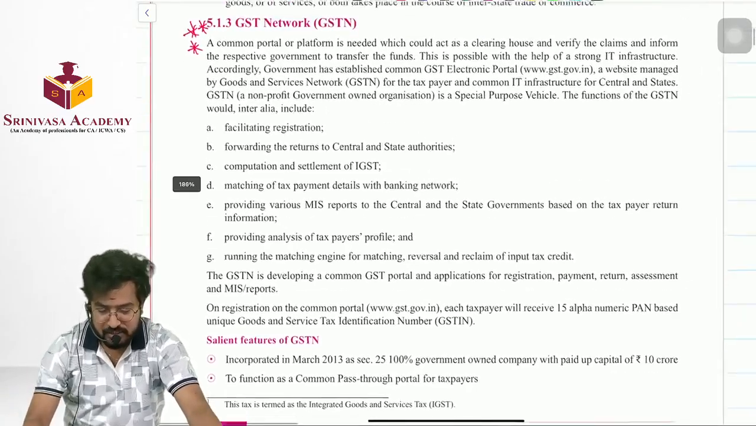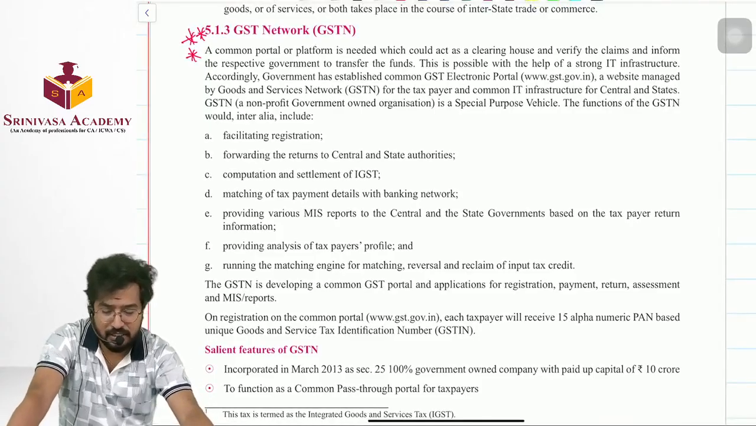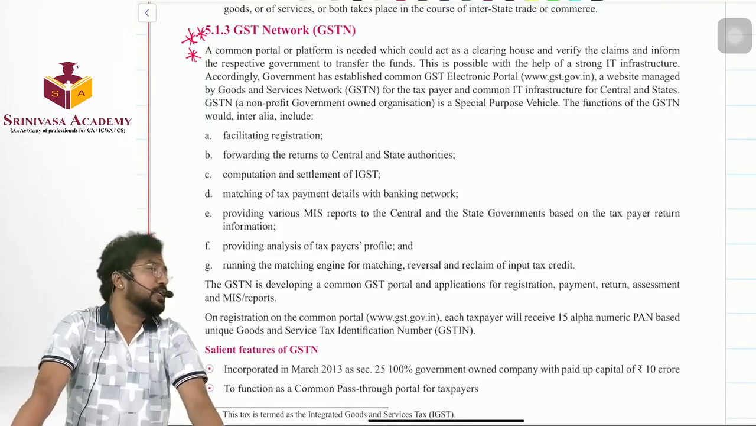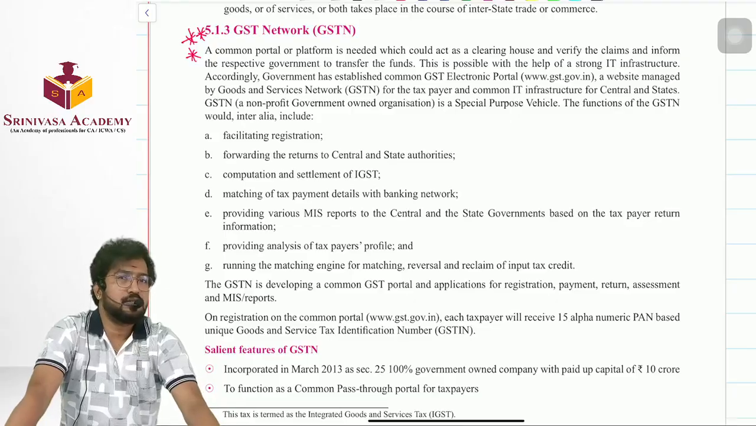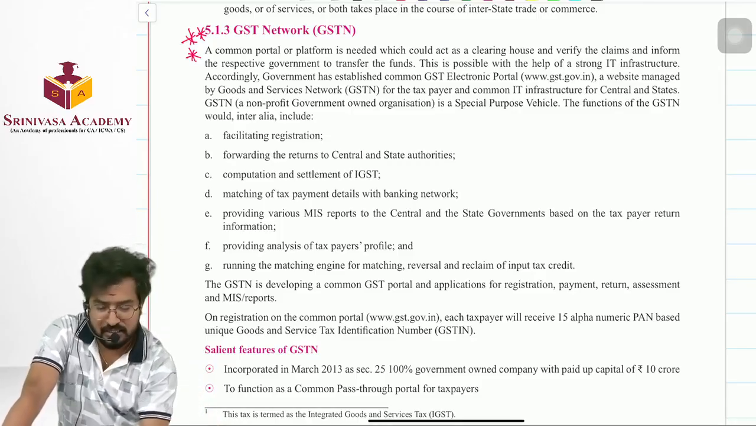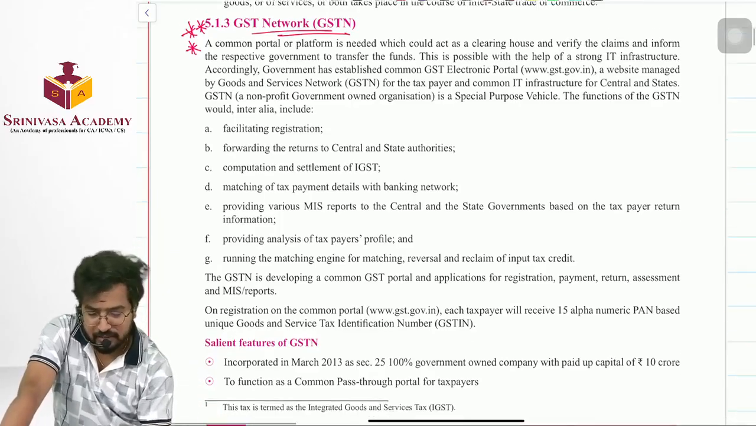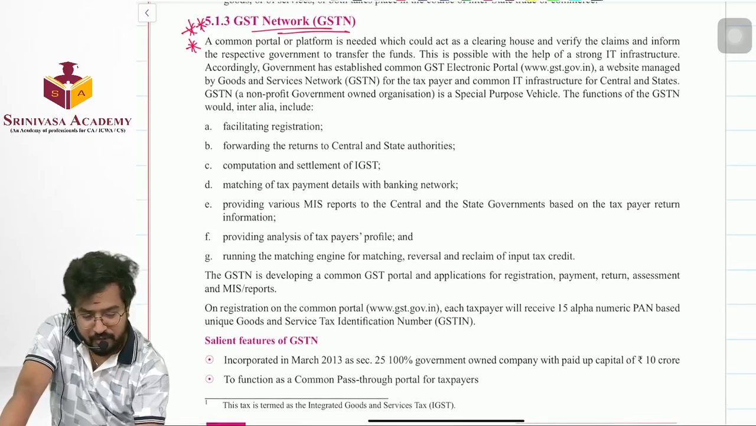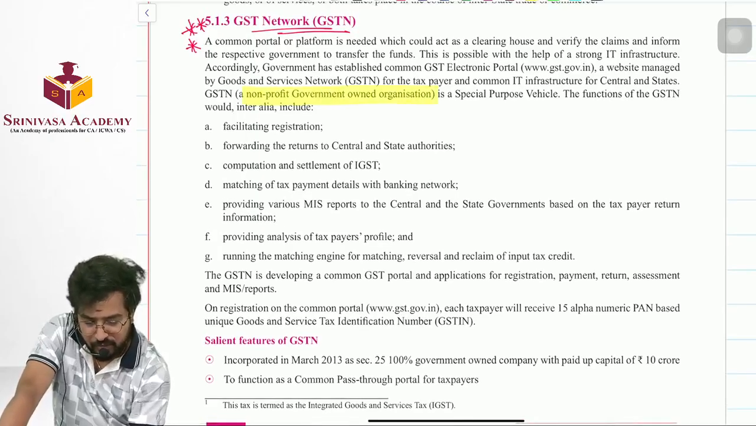So what is this GST network? GST network is a section 8 company, actually. Do you remember section 8 of Companies Act? Section 8, not for profit, correct? So with charitable objects, any company incorporated with charitable objects. GST network is a company incorporated with charitable objects, which is a non-profit government owned organization.